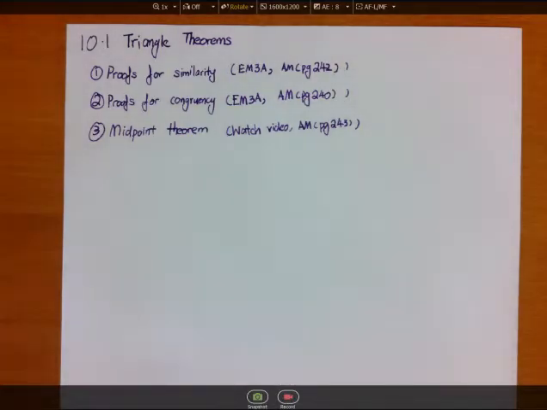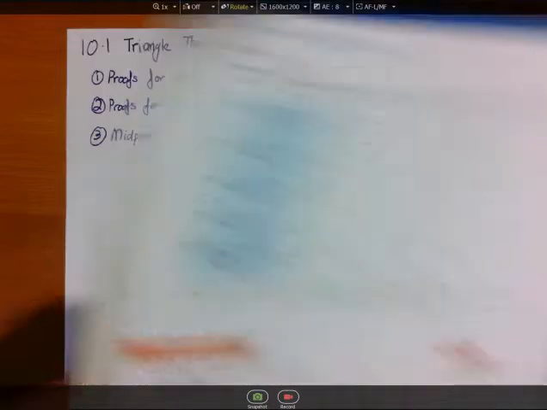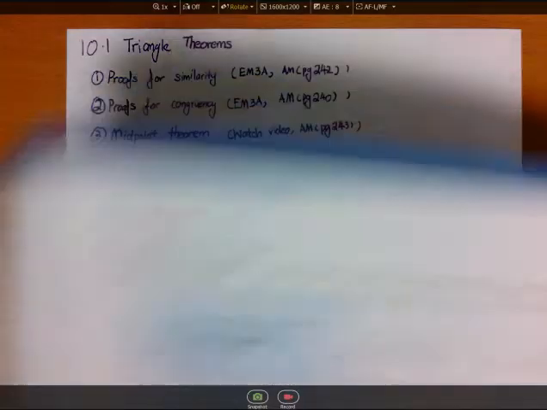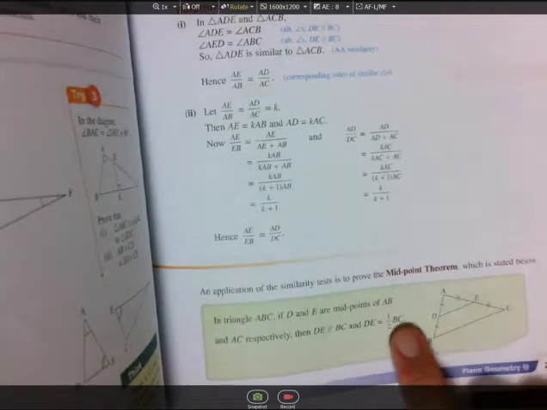Similarly, for congruency, either you can look at the E-Maths 3A textbook, you can dig it out from your cupboard, or you can look at page 240 of your A-Maths textbook, and these are the tests for congruent triangles. And finally, there's the midpoint theorem. There's a video attached to this chapter, so you can watch the video titled Midpoint Theorem. If you want to read more about the midpoint theorem, you can look at page 243. They will talk about the midpoint theorem.